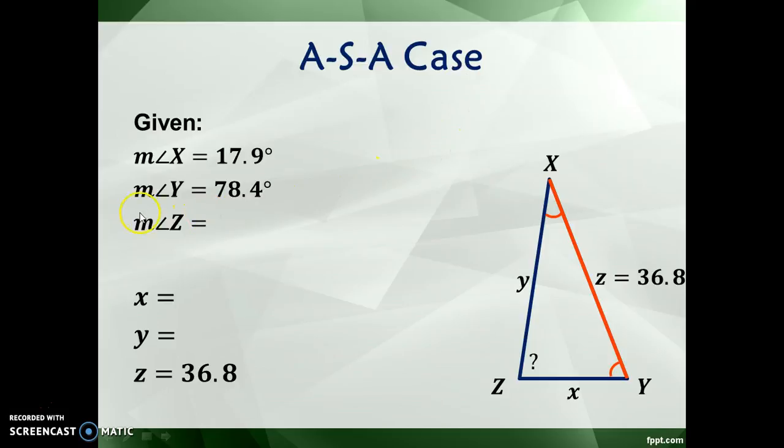So in that way, let us now try to find the missing parts here. First, it's easy to get the angle Z. So how do you find angle Z? The same procedure, just add the two angles here and subtract it from 180 degrees. So we get 83.7 degrees. Okay, let's move on.